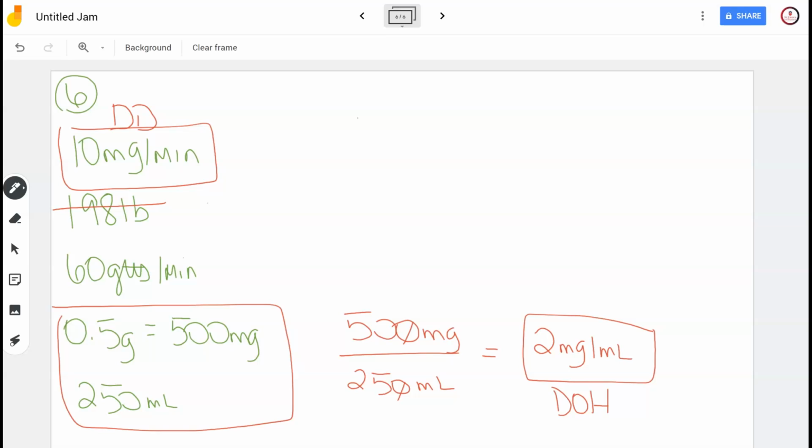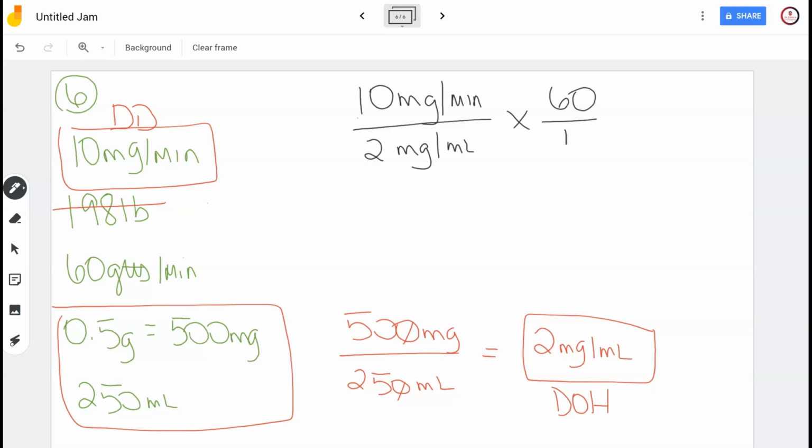So now plug your numbers in. You want to give your patient 10 milligrams a minute. You have 2 milligrams per milliliter, and you multiply that by 60. So that becomes 600 divided by 2, which is 300 drops a minute.